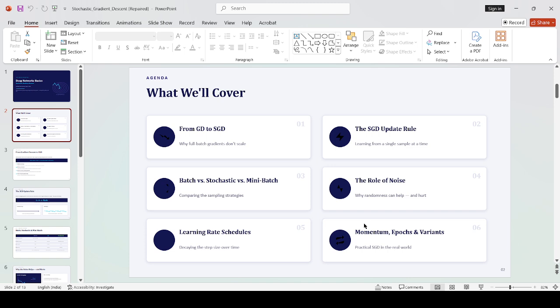Before we begin, let us look at today's agenda. First, we will understand why traditional gradient descent is not suitable for very large datasets. Next, we will study the update rule of stochastic gradient descent. Then we will compare batch gradient descent, stochastic gradient descent, and mini batch gradient descent. After that, we will discuss how randomness or noise affects learning. We will also learn about learning rate schedules, momentum, epochs, shuffling, and different variants of SGD that are widely used in deep learning.